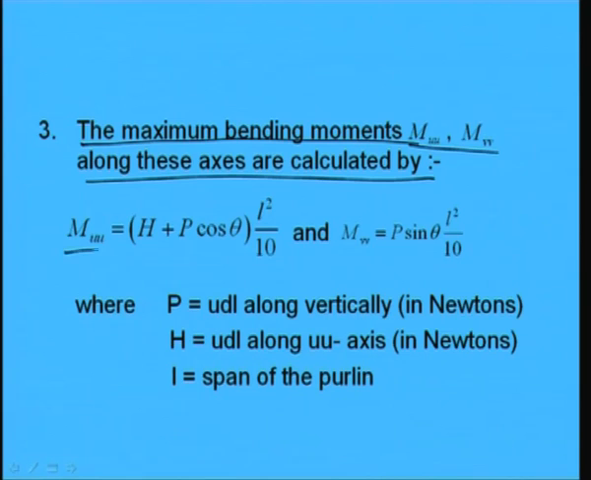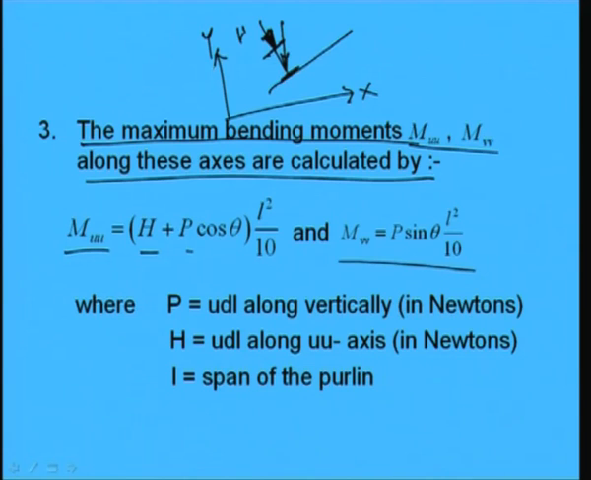What I have shown there is that MUU will be equal to (H plus P cos theta) into L square by 10, and MVV will become P sin theta into L square by 10, where H is, if the purlin is provided like this, this is an I section, we are considering H normal to this direction. We are assuming that wind force is coming normal to the purlin. So H will be this one, and what is P? P will be the gravity load. So, always it will be downward, along the global y axis. If this is x and this is y, then the global y axis, right.